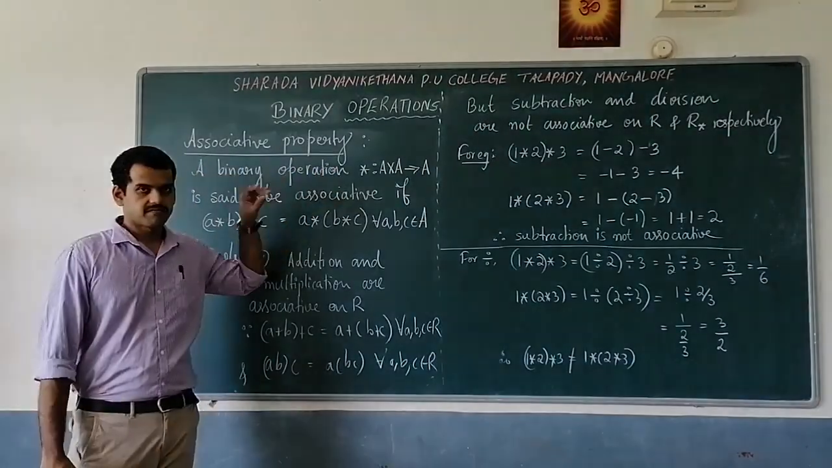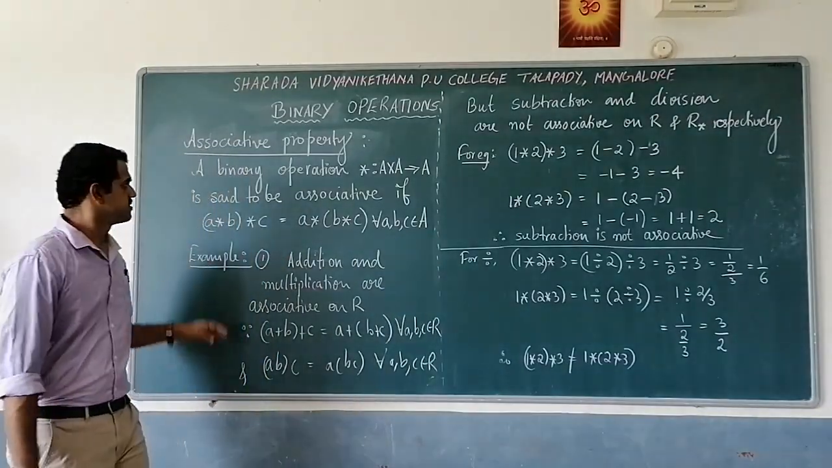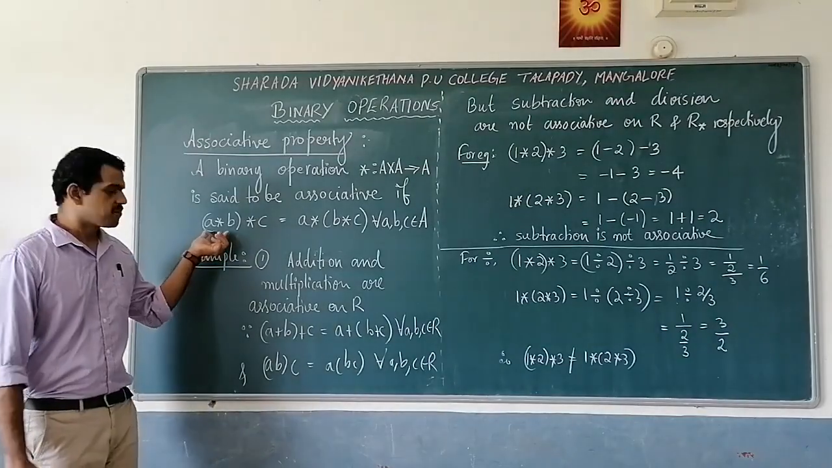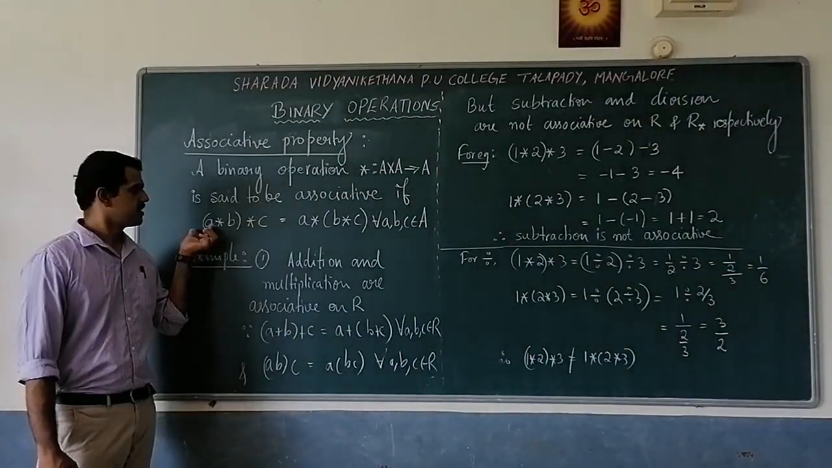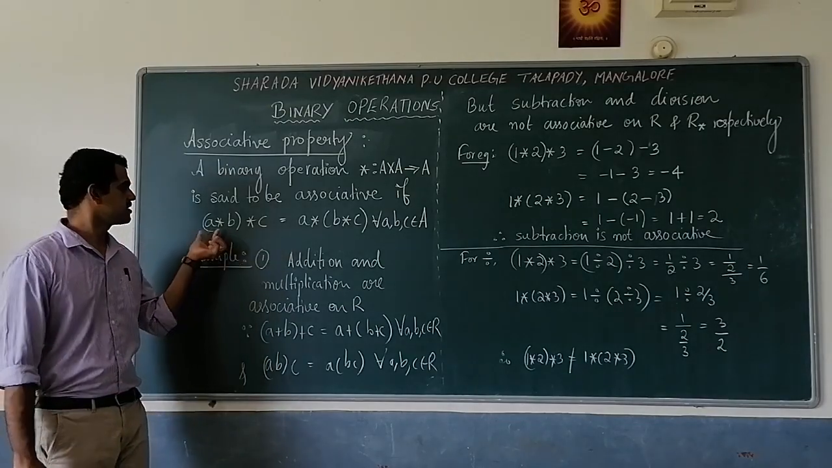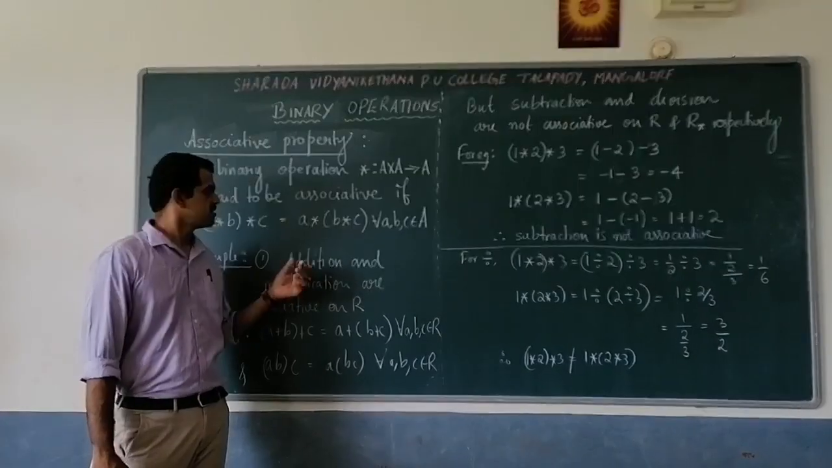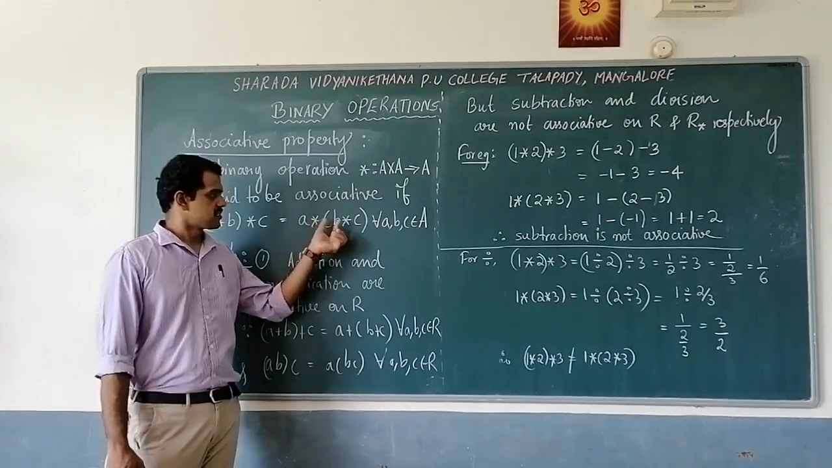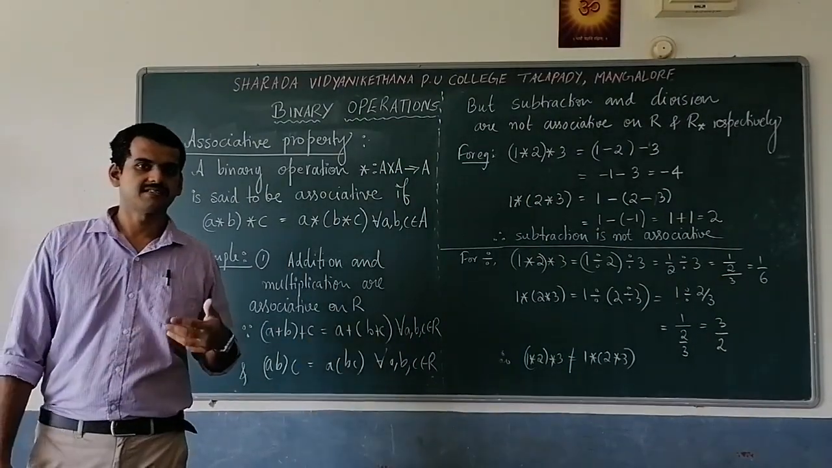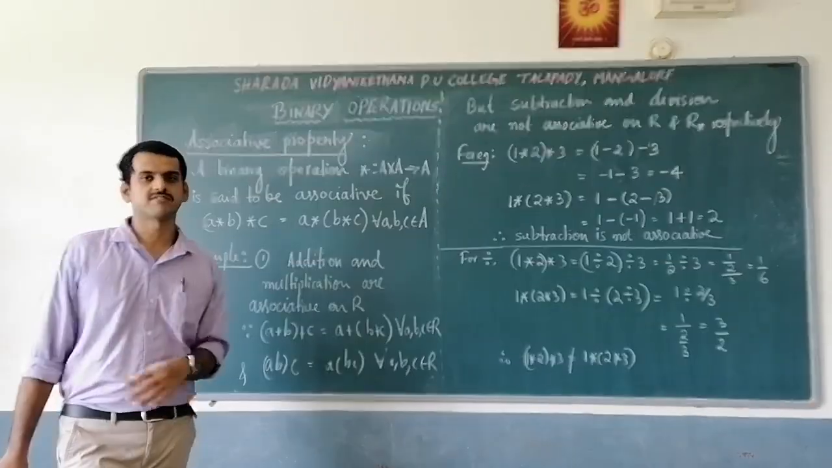You take a binary operation star from A cross A to A. It is said to be associative if you take the operation A star B first, then perform it with another element C, that is (A star B) star C, and that is exactly the same as A star (B star C) for each and every element in that set A. If this is holding good, it is called the associative property.